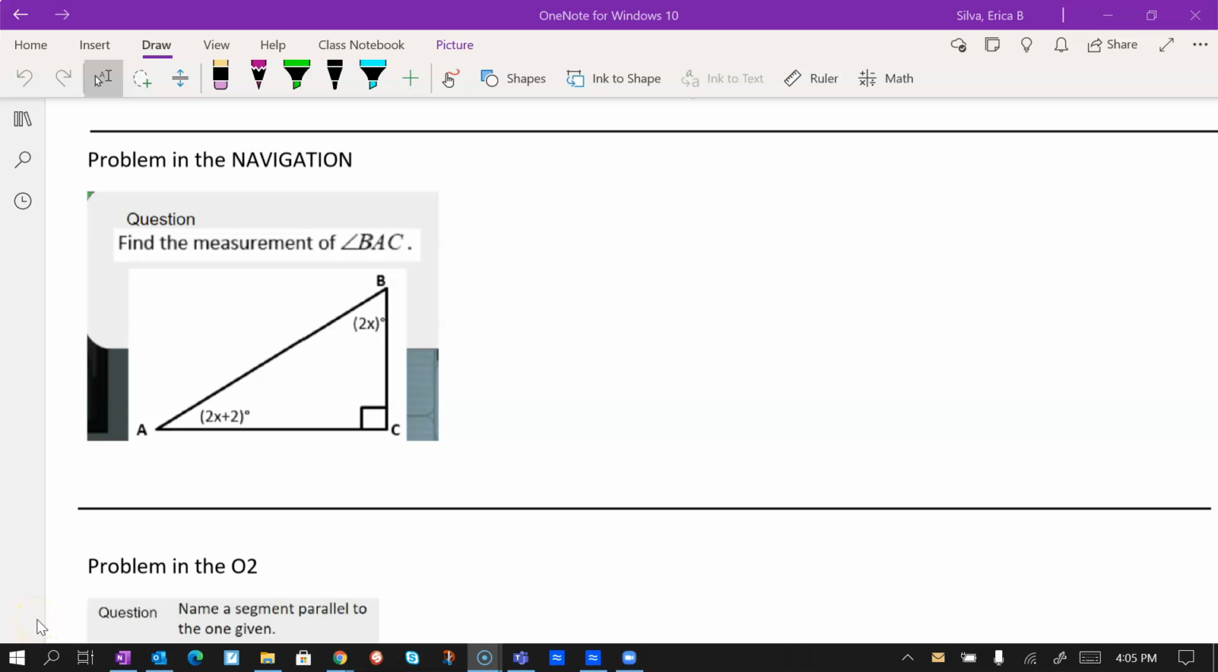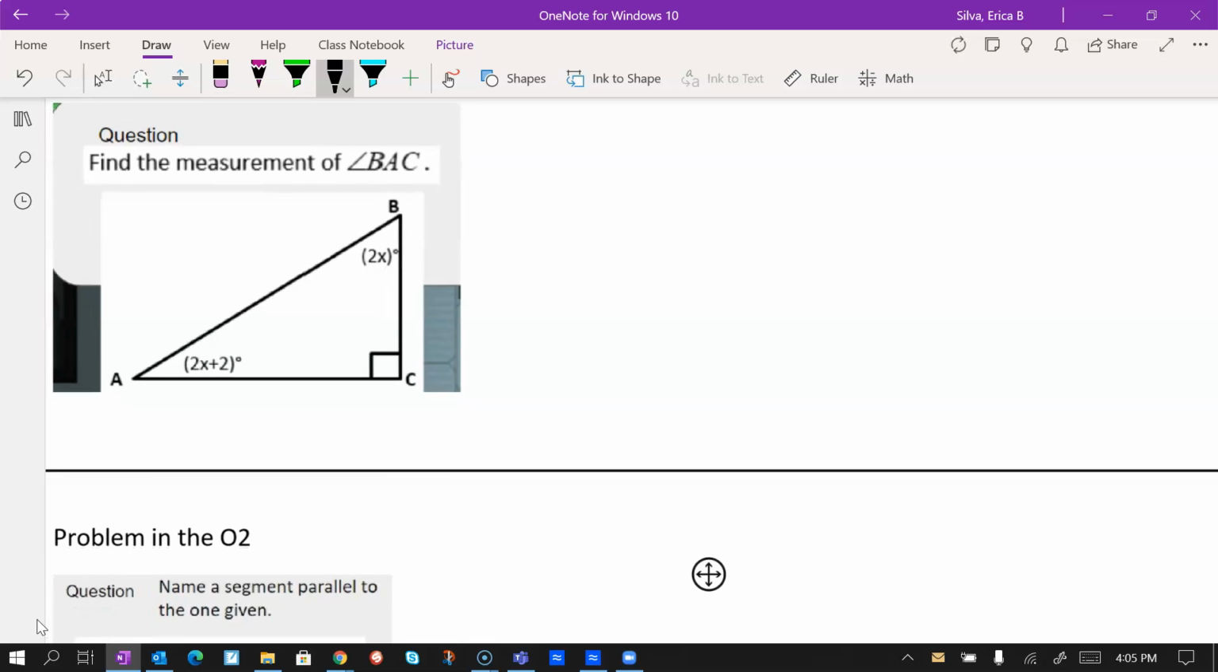For this part of the review, we're going to go over slides 11 through 15. We're going to start with the problem in the navigation room. Now this one is asking for the measurement of angle BAC. And remember, when they're giving you 3 points for an angle, the middle one is the one they're asking you for, the middle angle. So it's BAC, so they're really asking us for this angle here.